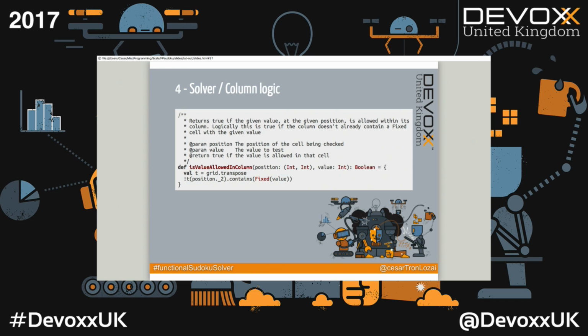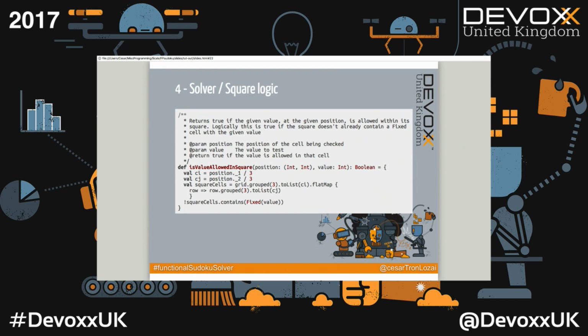It's very similar for the column logic, but I need to access the column. Well, we know how to do that. We have the transpose. So I take my matrix, I transpose it. So now I have a vector of columns. So I can select my column using the underscore 2 of the position, and I just check if it contains the fixed value.